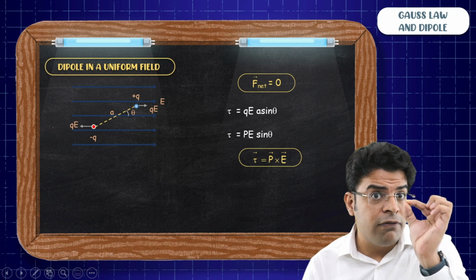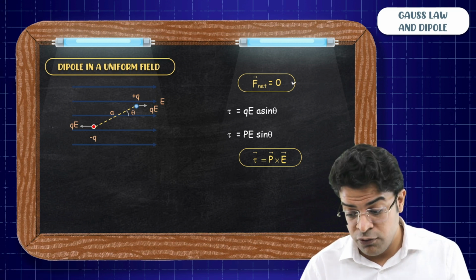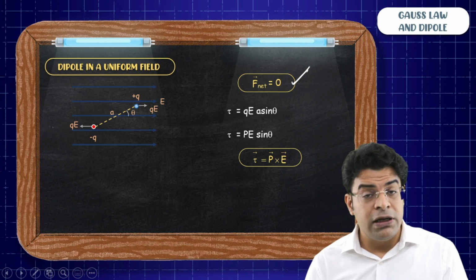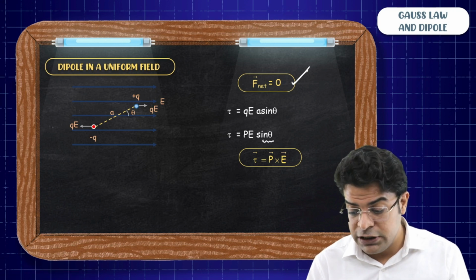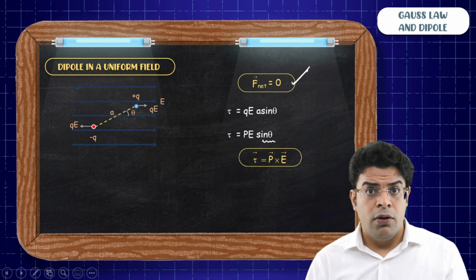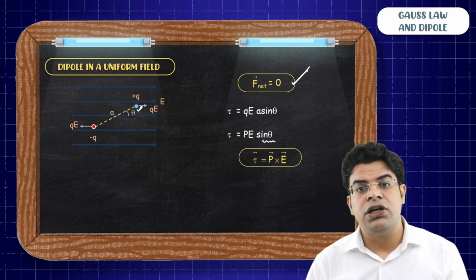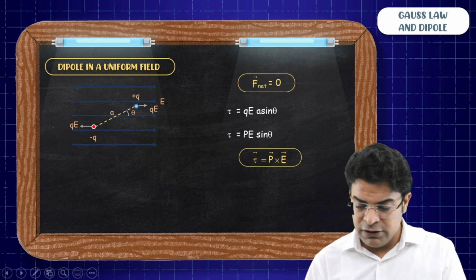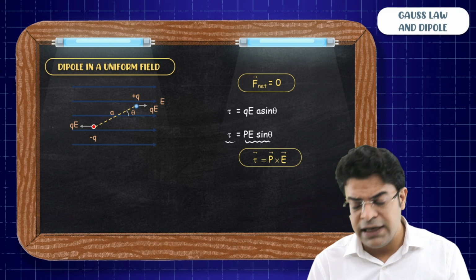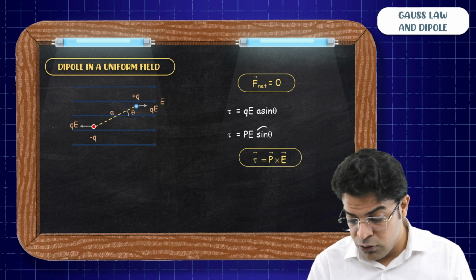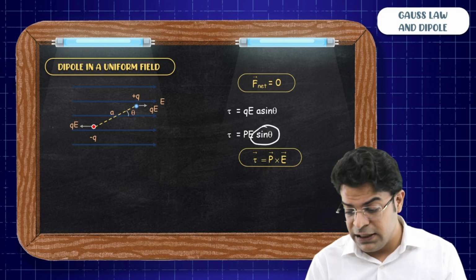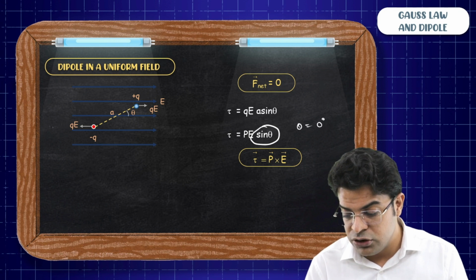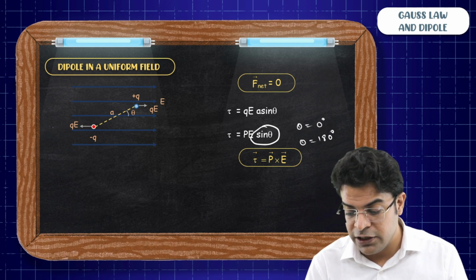Independent of the value of theta, the force is zero. But the torque depends upon theta. For which value of theta will the torque be zero? The torque equals PE sine theta. The torque will be zero when sine theta is zero, and sine theta is zero for theta equals 0 degree or theta equals 180 degree.